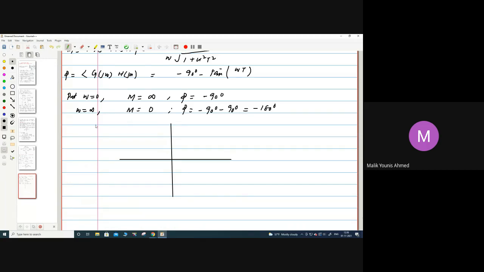Okay. So this is your real axis of G(s)H(s). This is the imaginary axis of G(s)H(s). Okay. Now the first point is infinity. Sorry, here to write the points, just like previous. So this will become infinity at an angle of minus 90 degrees.